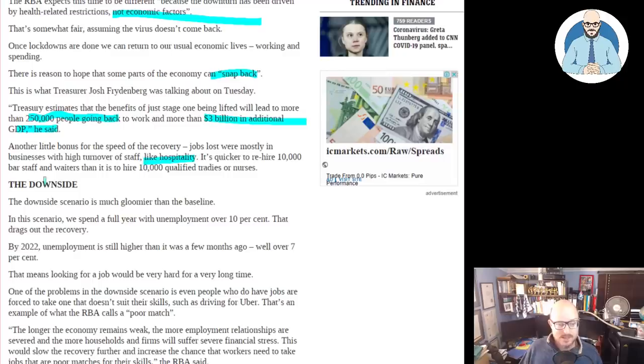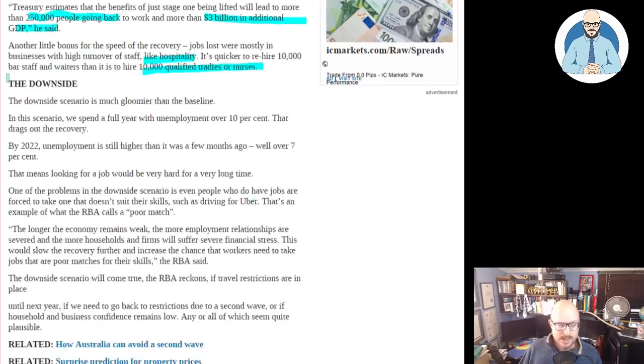It's quick to rehire 10,000 bar staff and waiters than it is to hire 10,000 qualified tradies or nurses. And the downside scenario is much gloomier than the baseline. In this scenario, we spend a full year with unemployment over 10%. That drags out the recovery.